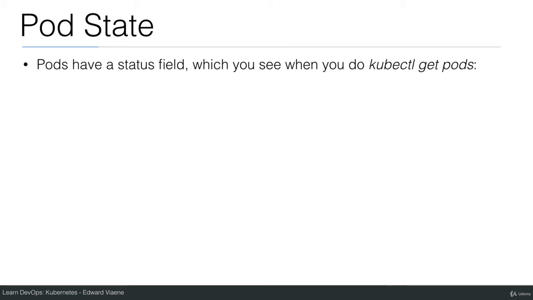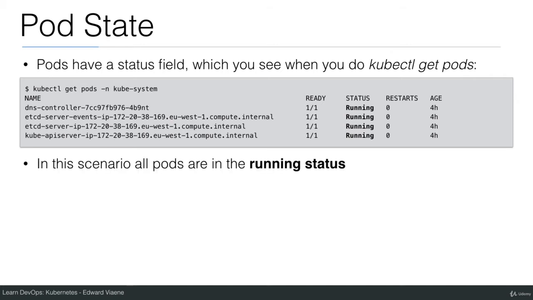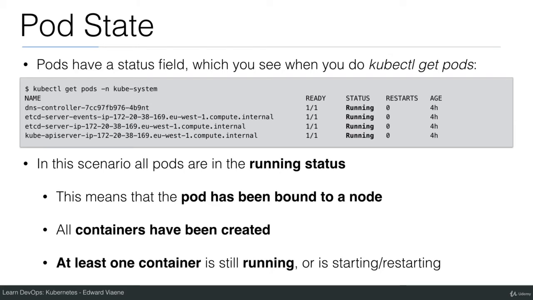Pods have a status field, which you see when you do kubectl get pods. Here you see the status field. In this scenario, all pods are in the running status. This means that the pod has been bound to a node. All containers have been created, and at least one container is still running or is starting or restarting.